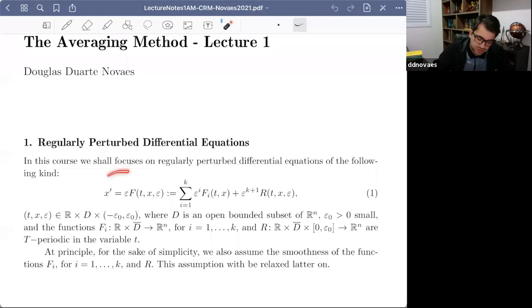Differential equations in this standard form, which is usually called the standard form for applying the averaging method. It is given by x prime equals epsilon multiplied by a function. t is the time variable with respect to which I'm taking the derivative; prime denotes the derivative with respect to t. x is the spatial variable, and epsilon is a distinguished parameter, the parameter of perturbation.